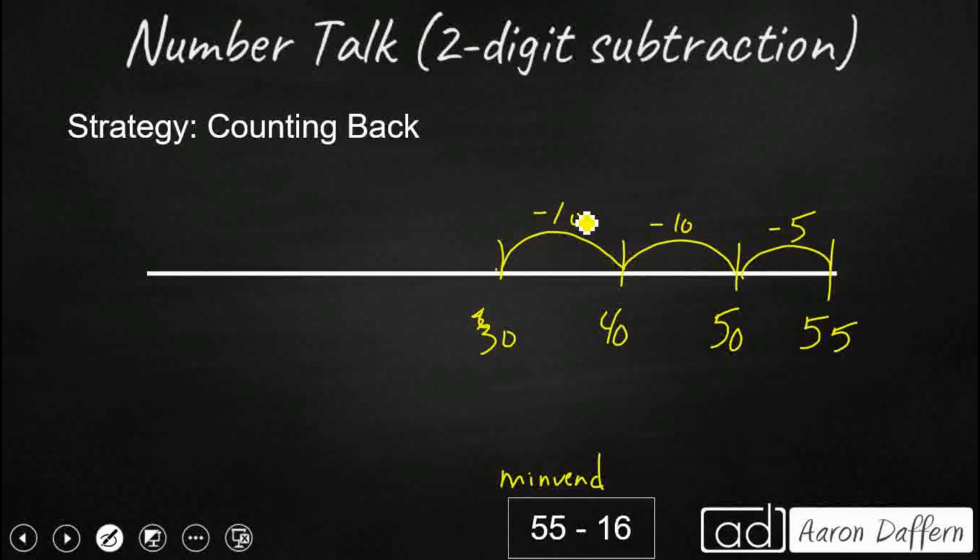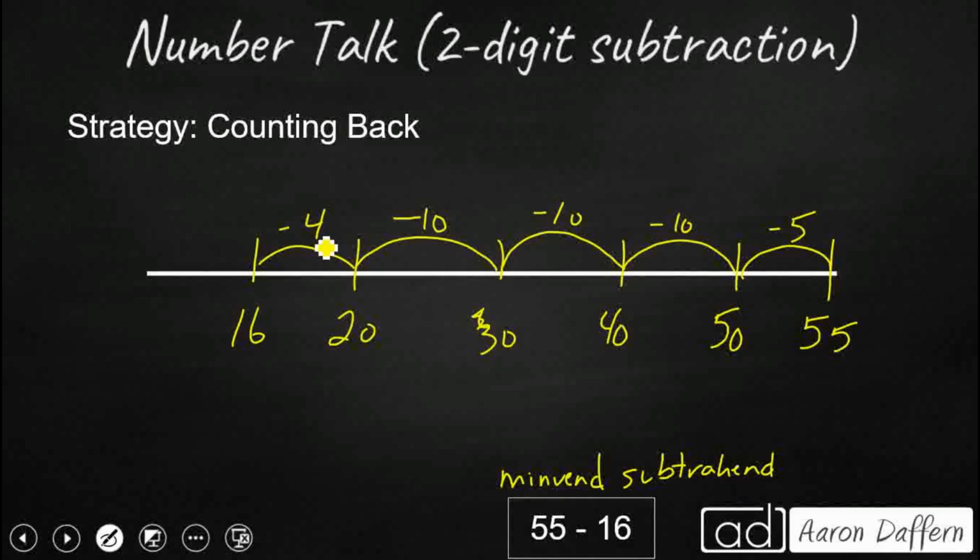Let's do another 10 down to 20. Well, we can't take any more 10 jumps. Now we need to do a little jump down to 16. And that gets us to our subtrahend, actually, because we're going backwards this time. And so that was a minus 4 jump. And so we can just kind of add these up as minus 5. We've got 15, 25, 35, and add 4 more. Still gets us back to that 39.